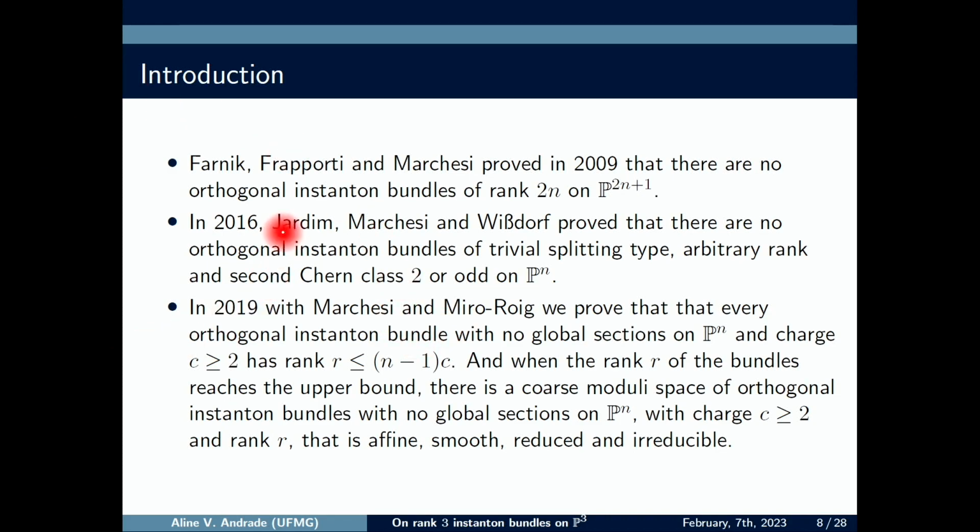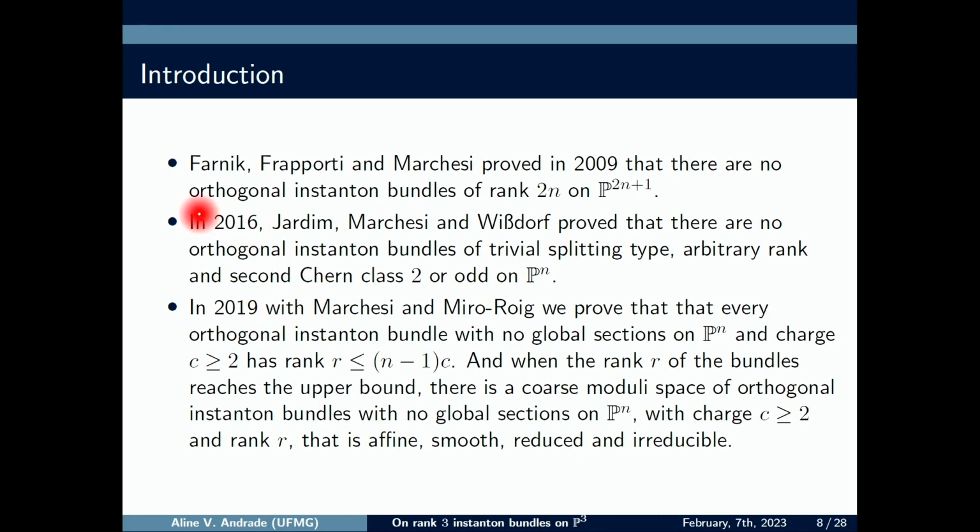So from 2009 until 2016, we only have results of non-existence of orthogonal instanton bundles. So with the help of the paper that I already mentioned, what we did in 2019 was to associate these orthogonal instanton bundles with symmetric matrices. So we are able to prove the existence and build explicit examples of orthogonal instanton bundles on Pn.